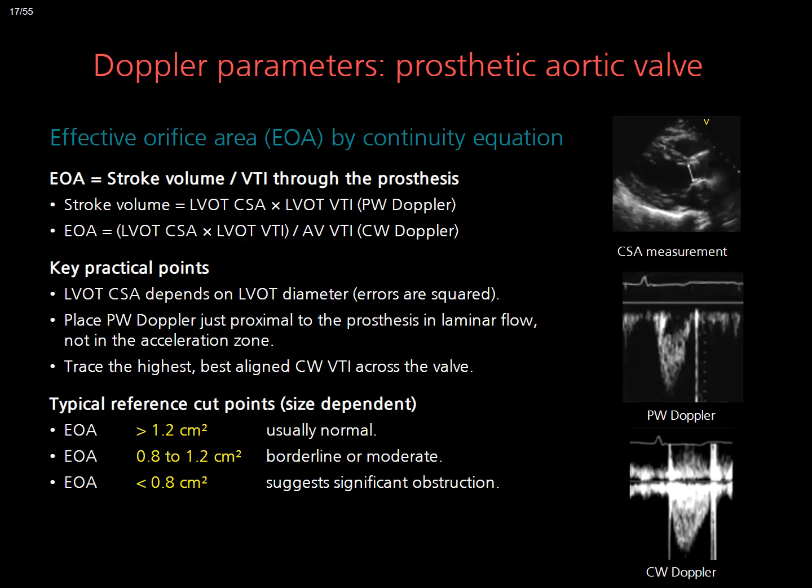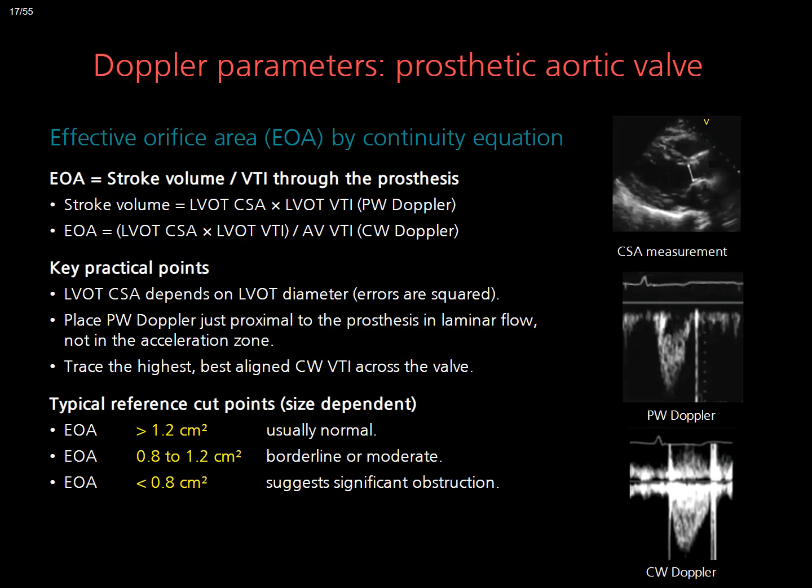The pulsed wave sample volume should be positioned just proximal to the prosthesis, in laminar flow, avoiding the acceleration zone. The highest and best aligned continuous wave VTI should always be traced. As a practical guide, an EOA greater than 1.2 square centimeters is usually normal.